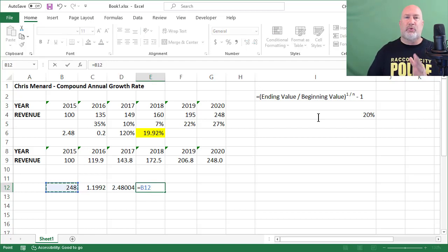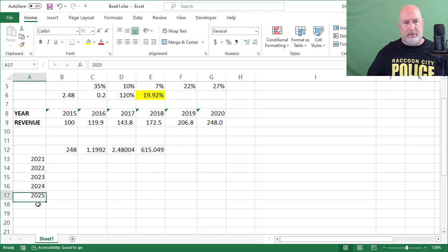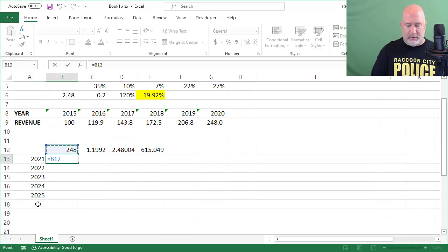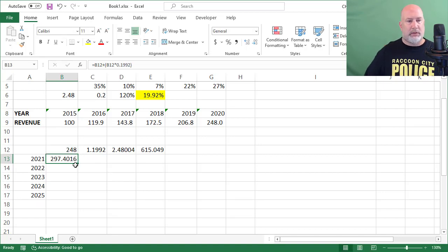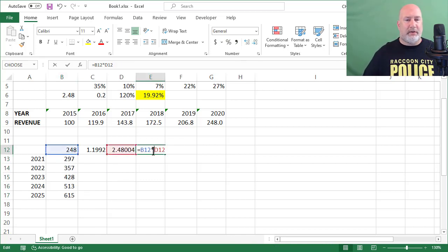I'm going to take the 248, that's where I'm at today. We'll take the 248 and take it to 615. We'll see if that's right. 5 years out would be 2021. There are 5 years out equals that plus the 248 times 297. Let's see if I end up with 615, and I do. We are in business, so there is your formula right there.